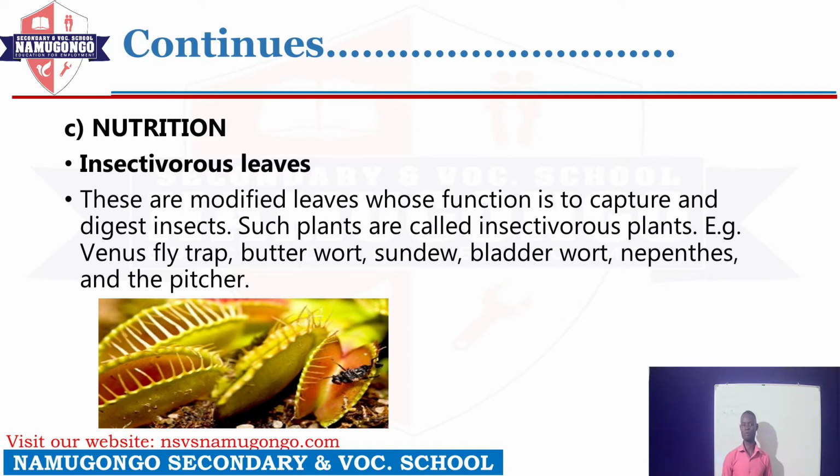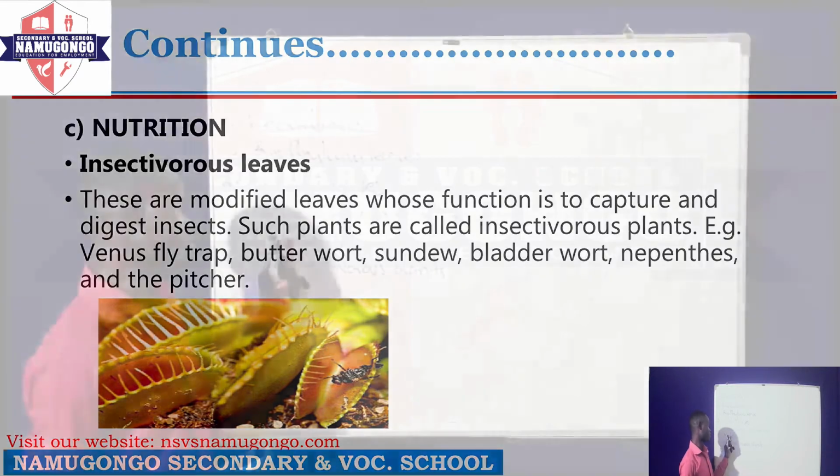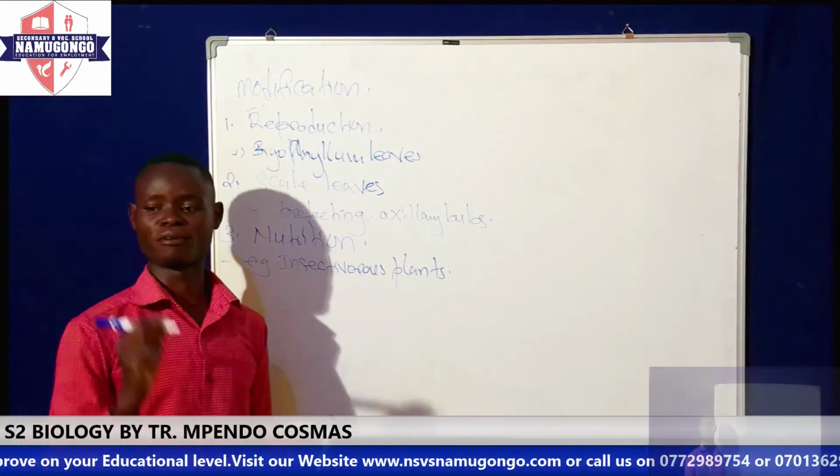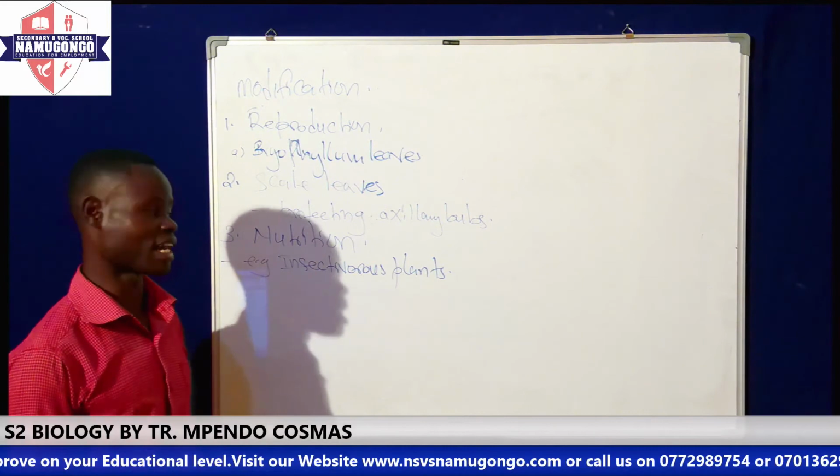So these so-called insectivorous plants, why do they feed on insects? Because the word goes, they are insectivorous, meaning that they are plants that feed on insects. Why are they feeding on insects? Like I've said, these plants are normally found in conditions or in soils that lack nitrogen.